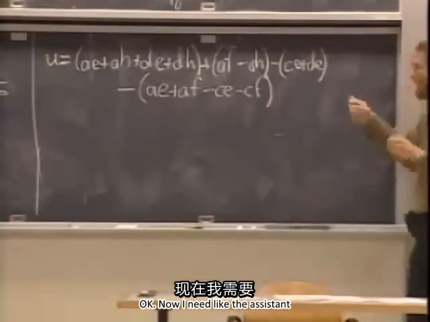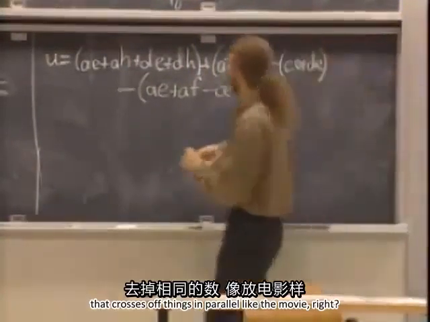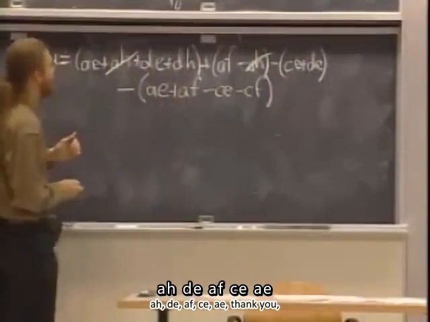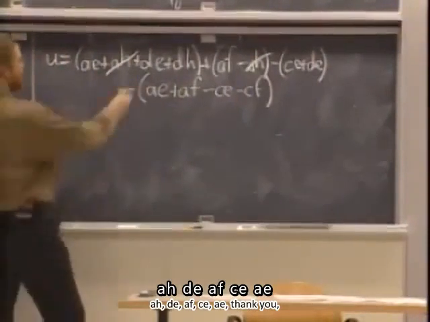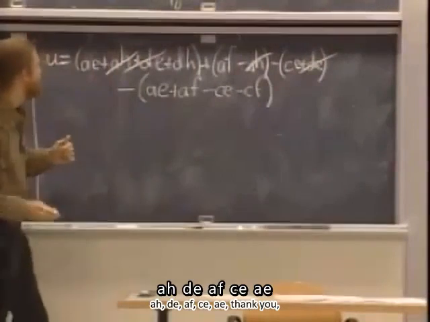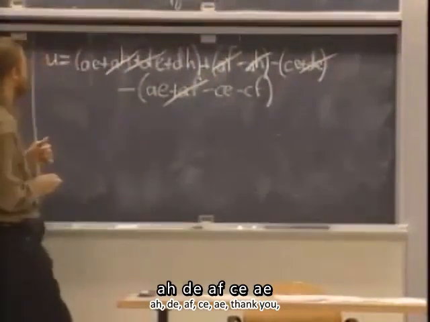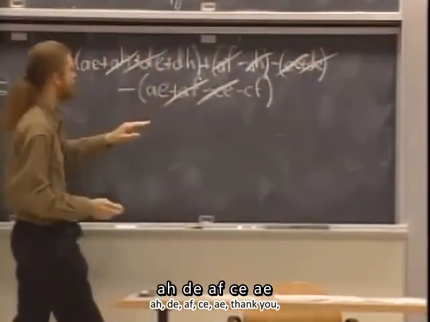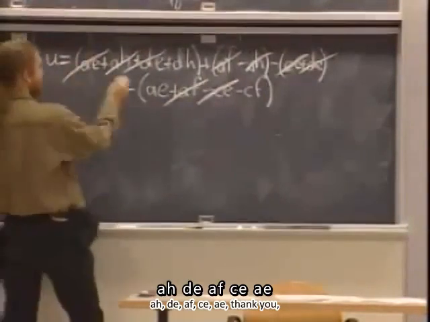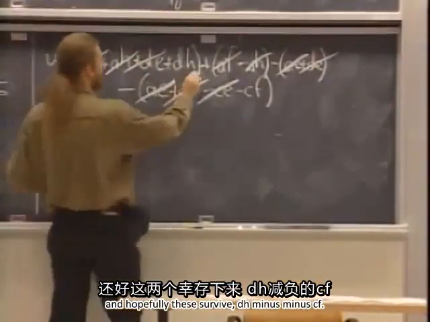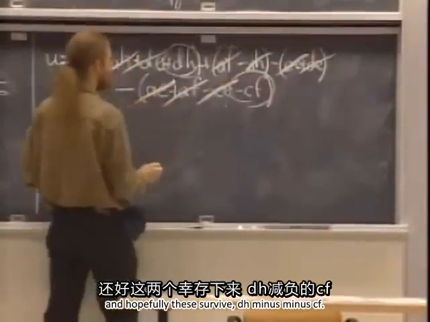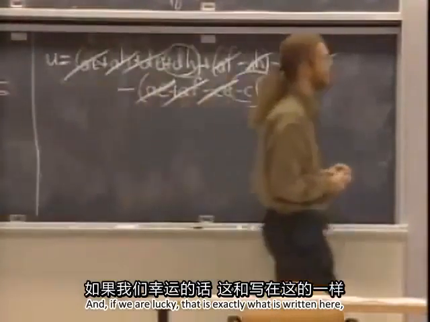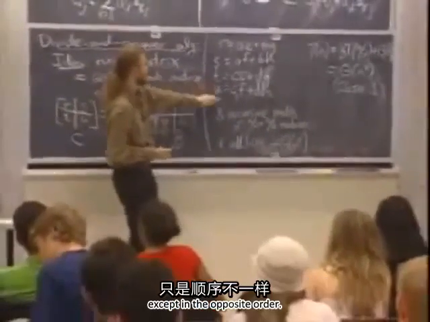Okay, and now I need like the assistant that crosses off things in parallel, like in the movie, right? A times H. D times E. A times F. C times E. It's double sign. A times E, thank you. And well, hopefully these survive. D times H minus minus C times F. And if we're lucky, that's exactly what's written here, except in the opposite order.